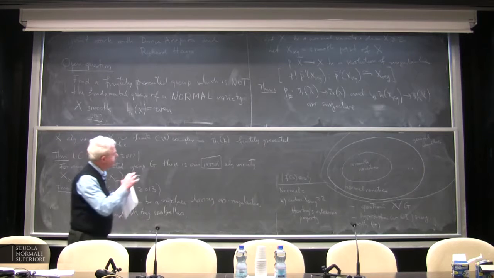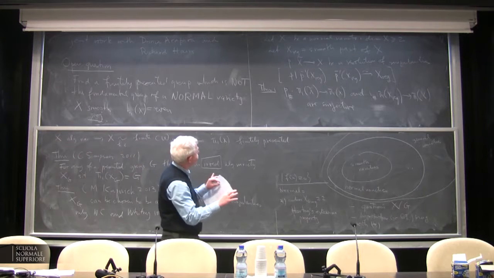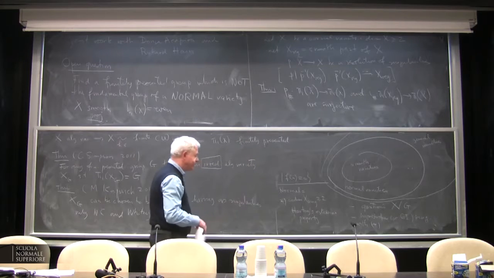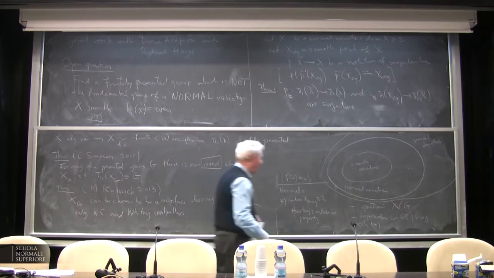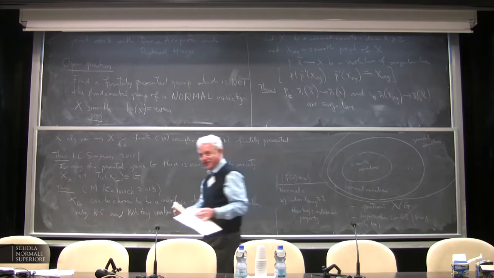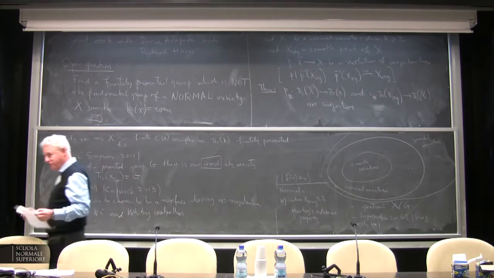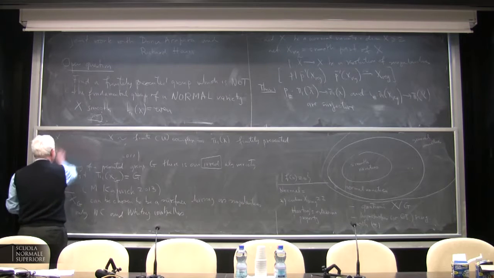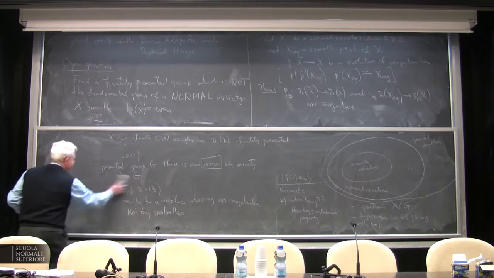Example to show that the condition on X to be normal is necessary in order to have such a result. And the example is beautiful because you can draw it, and not so often in algebraic geometry you can draw good pictures.